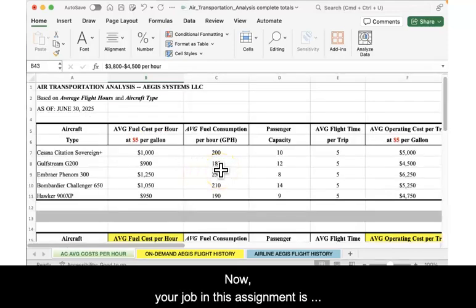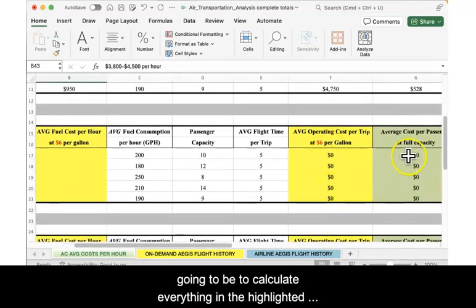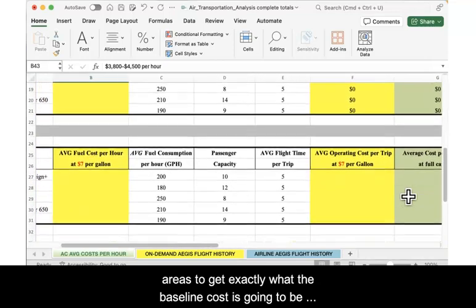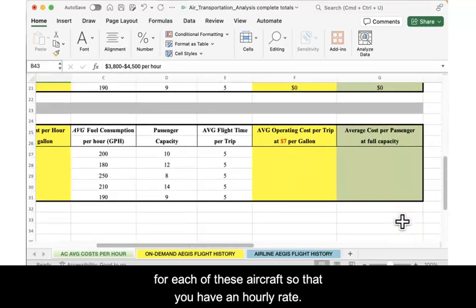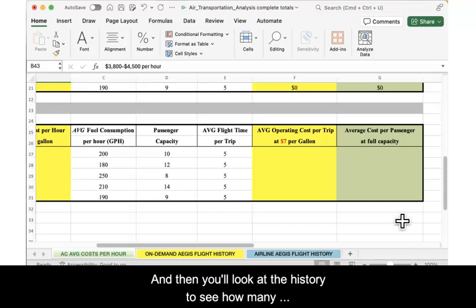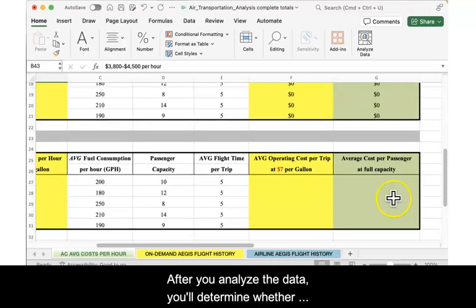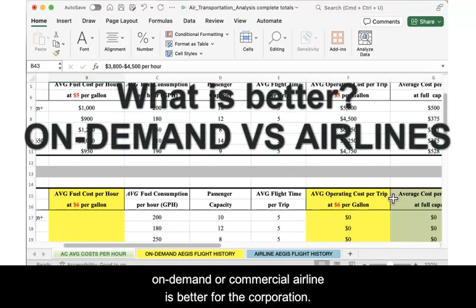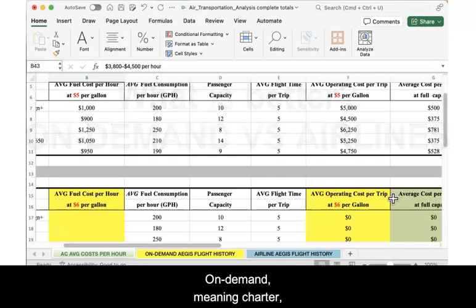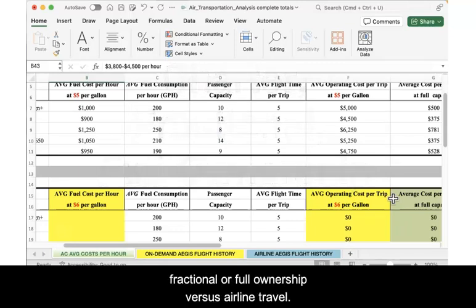Now, your job in this assignment is going to be to calculate everything in the highlighted areas to get exactly what the baseline cost is going to be for each of these aircraft so that you have an hourly rate. And then you'll look at the history to see how many people are flying and what kind of aircraft capacity you need. After you analyze the data, you'll determine whether on-demand or commercial airline is better for the corporation. On-demand meaning charter, fractional, or full ownership versus airline travel.